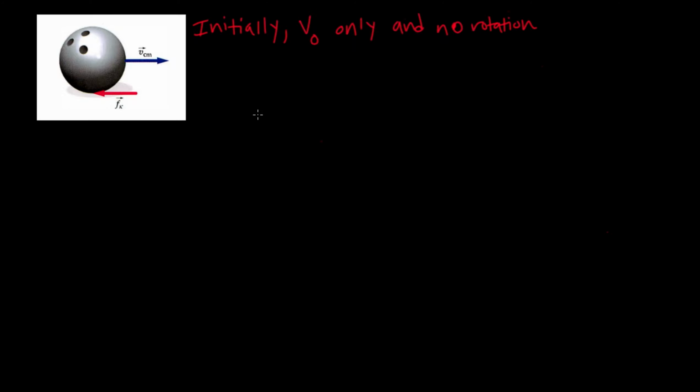So what I have over here is a bowling ball, and let's say that I throw the bowling ball onto the floor, and let's say that it initially has a velocity of v naught, or just v0, and that's the initial velocity. And let's say that when I throw down the bowling ball, it's also going to have no rotation. So it's just initially going to translate only with an initial translational velocity, and it's not rotating.